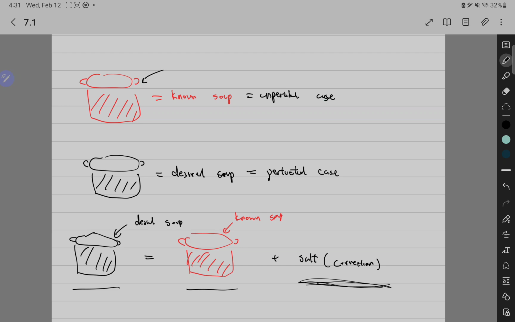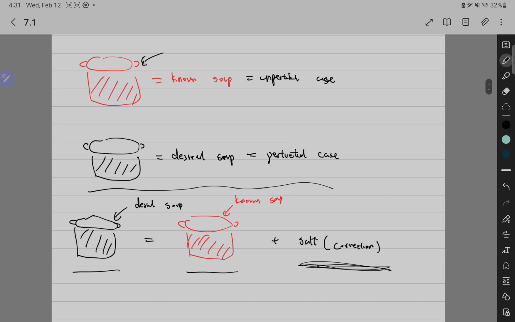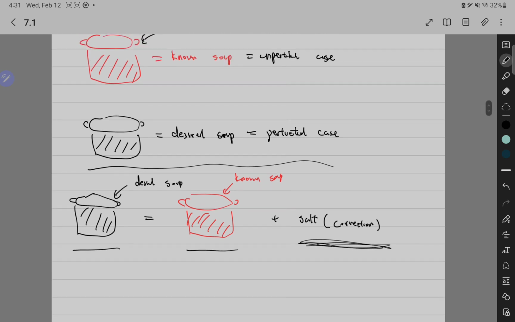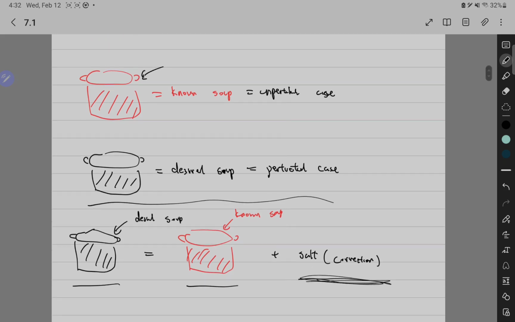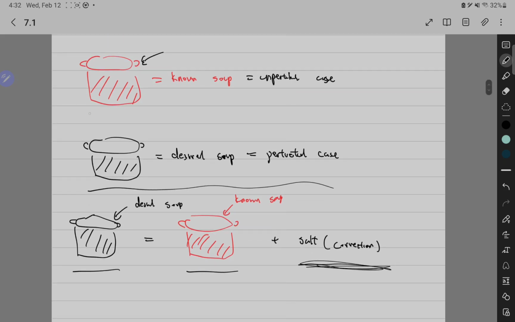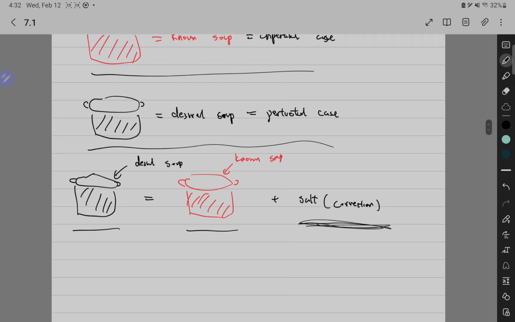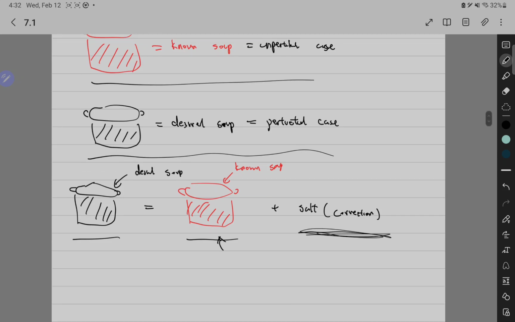And for the unperturbed case, this is already known, right? So in quantum mechanics, this will correspond to an unperturbed system, which we have already solved. And then we're trying to obtain the solution for a perturbed case, which is a different case. The way we can obtain that perturbed case, in this case that desired soup, is that we can make these tiny little adjustments or corrections to our already known unperturbed case. So we obtain our perturbed case, which is our desired soup, right? And this way is much easier because we already know the solution, we already have the soup known already, right?